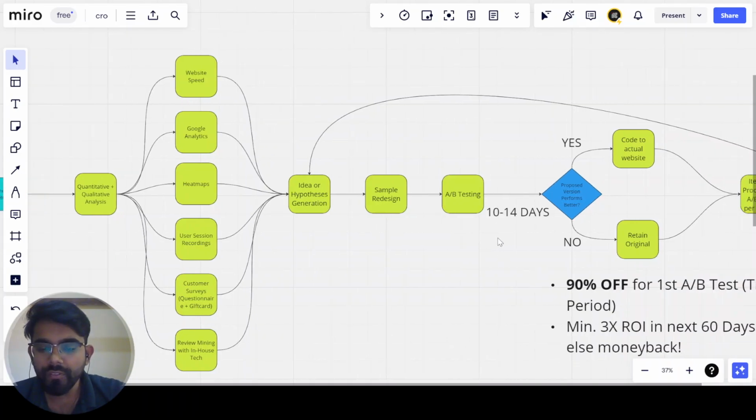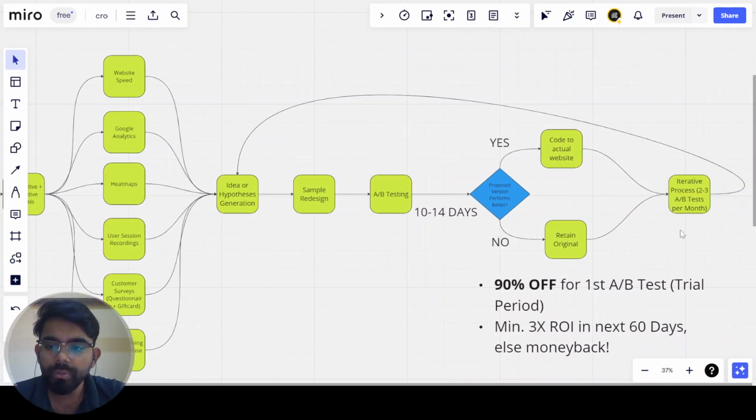And if, after the A/B test runs for 10 to 14 days, the proposed version performs better, we would code that to the actual website, or else we'd retain the original and gather the learnings from that. So this is an iterative process. So this will go on. Using this 10 to 14 days timeline, we will run 2 to 3 A/B tests per month, and each of these A/B tests has a win stacked on top of them, hence improving CRO for a lifetime.